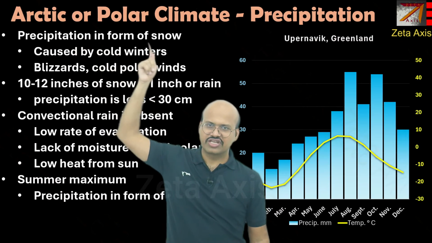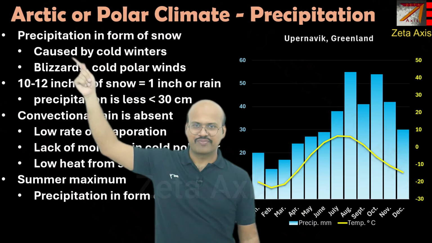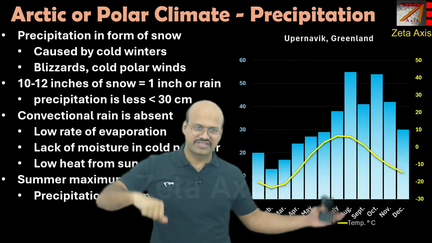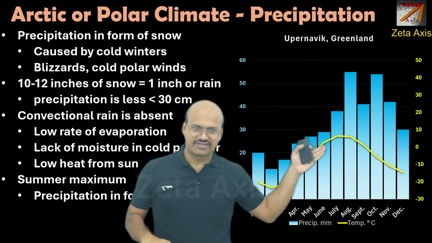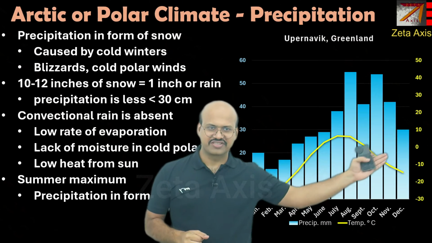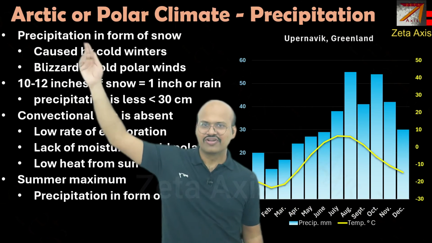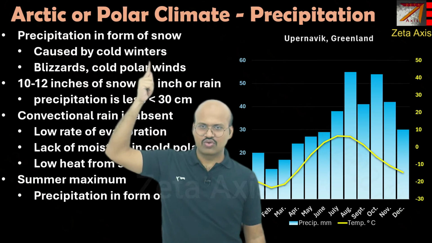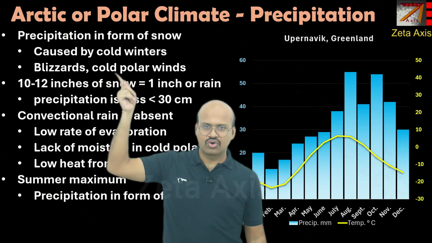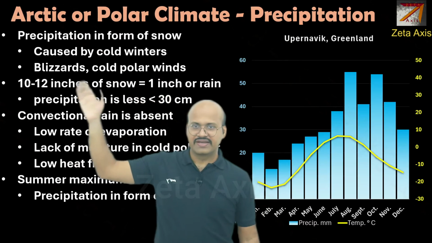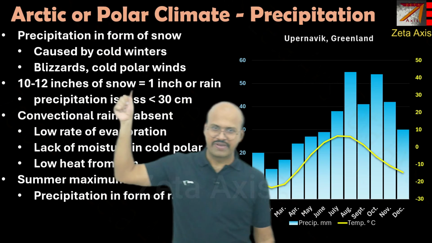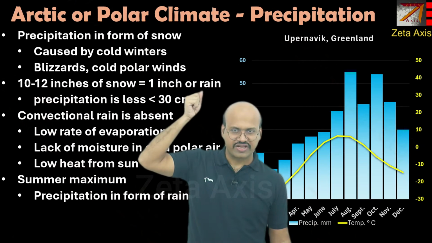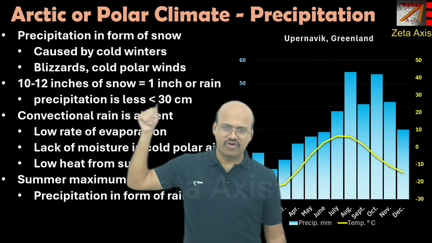Precipitation is mostly in the form of snow because mostly it is winter over here and the temperature is below 0 degrees Celsius. So for most of the months the temperature is below 0 degrees Celsius, therefore the precipitation is mainly in the form of snow. It is caused by cold winters, blizzards and cold polar winds. 10 to 12 inches of snow make up 1 inch of rainfall. Therefore, precipitation is overall less.